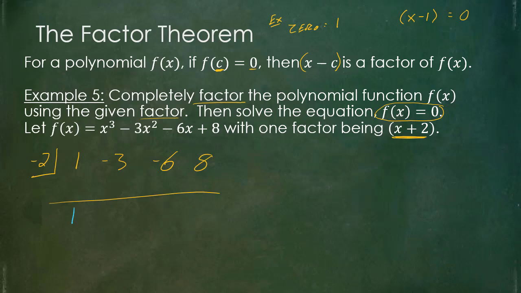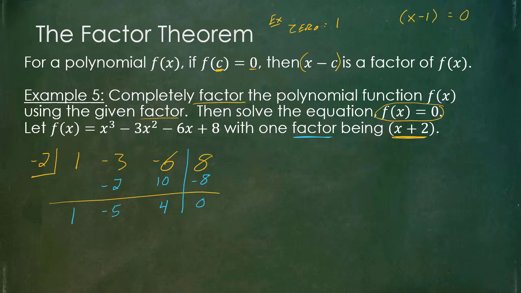So first number drops down, multiplies by the number in the box, negative 2. Add it vertically, I get negative 5. Multiply, I get positive 10. Add vertically, I get positive 4. And 4 times negative 2 is negative 8. And I get a remainder of 0, which was what we expected to happen because I told you it was going to be a factor initially.